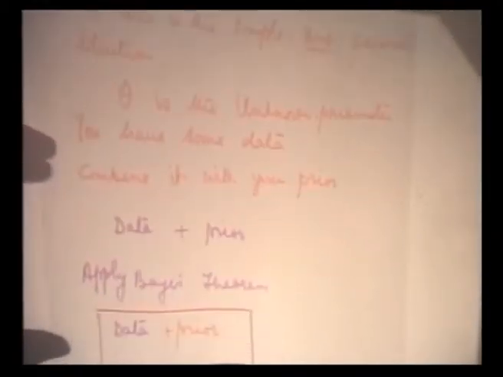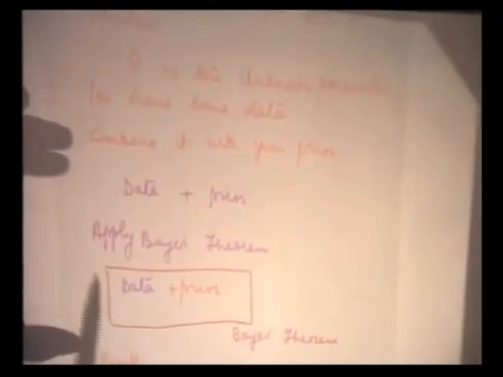So in the simple one parameter situation, what do we have is that theta is the unknown parameter. You have some data, you combine it with your prior, apply Bayes theorem, and this is the result that you find out: the posterior distribution. Well, that was just really the basic toolkit that you always have to talk about. You always have to apply the Bayes theorem.